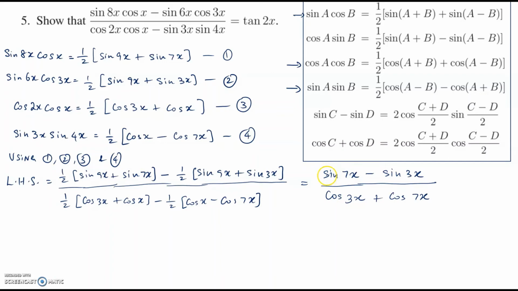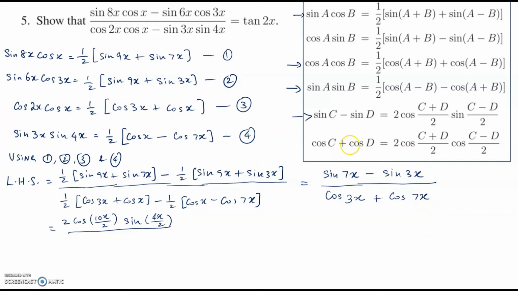Okay, now for the first expression here, which is the numerator, let's use this formula. So the numerator here will now become 2 times cos of (c plus d) by 2, c is 7x, d is 3x, so that is 10x divided by 2, into sine (c minus d) by 2. So 7 minus 3 will be 4, 4x by 2 divided by, and the denominator is cos 3x plus cos 7x.